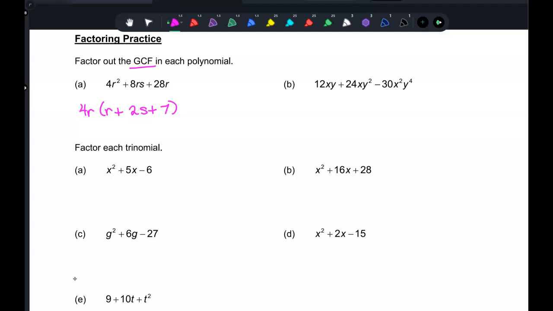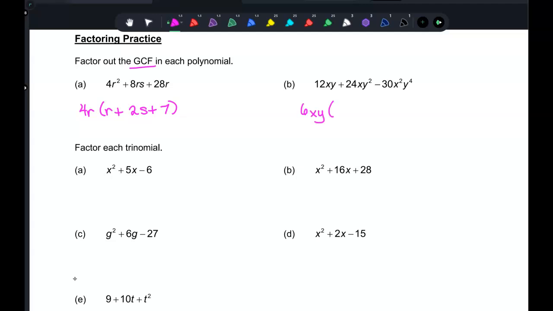Okay, so remember, a quick way to check if we factored out correctly: if we were to distribute this, 6Y, 6Y. What is GCF? Greatest common factor.